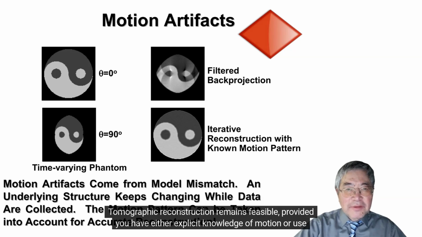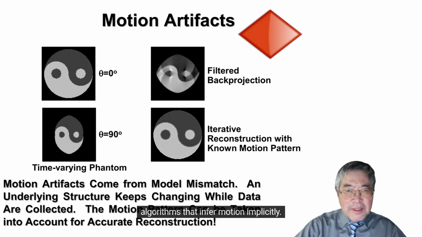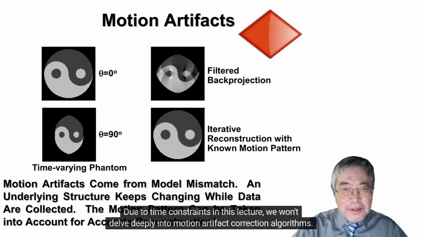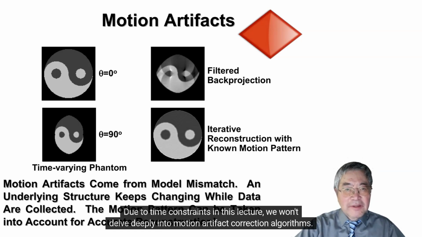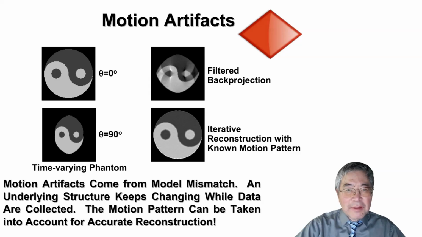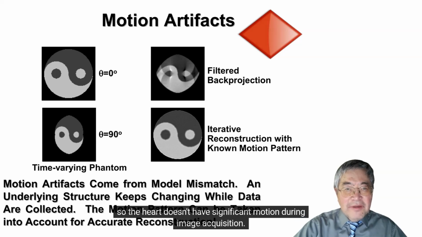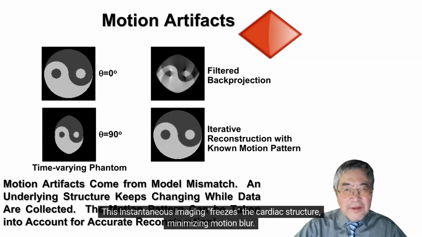Tomographic reconstruction remains feasible, provided you have either explicit knowledge of motion or use algorithms that infer motion implicitly. Due to time constraints in this lecture, we won't delve deeply into motion artifact correction algorithms. For cardiac imaging, one way to reduce motion artifacts is through hardware, performing ultra-fast scanning so the heart doesn't have significant motion during image acquisition. This instantaneous imaging freezes the cardiac structure, minimizing motion blur.